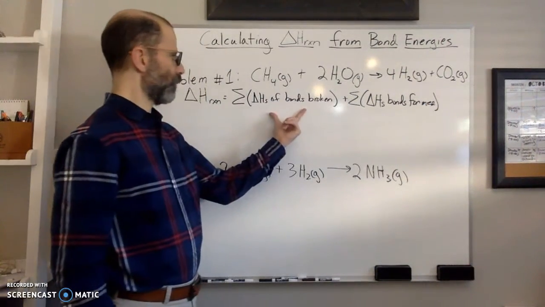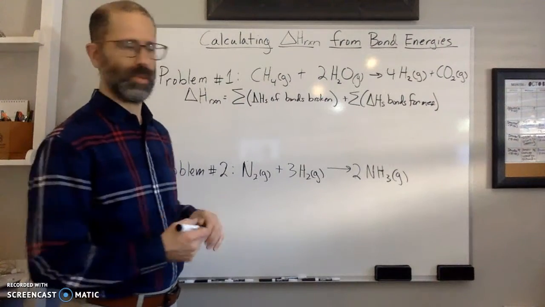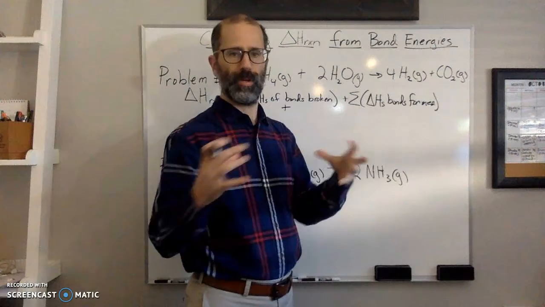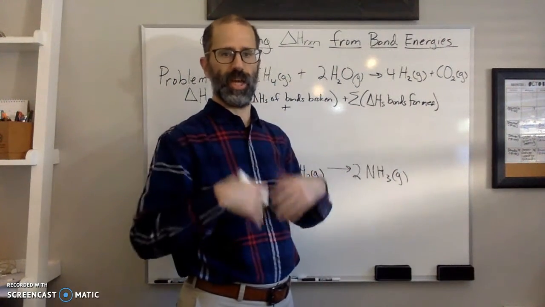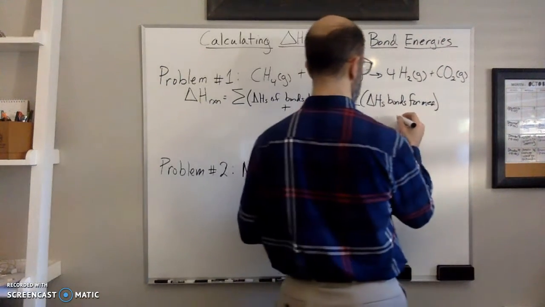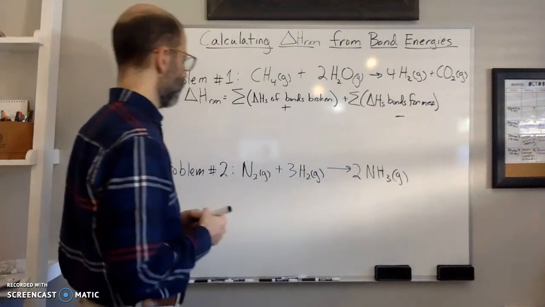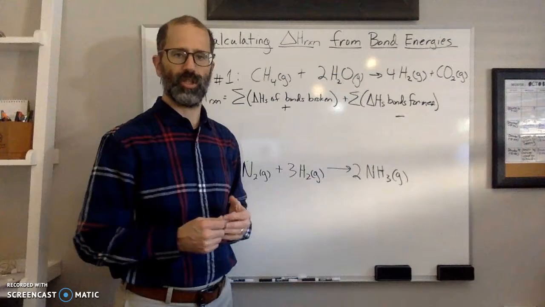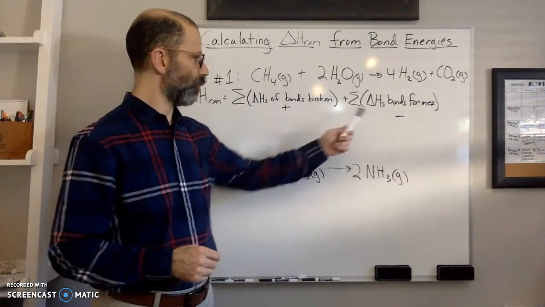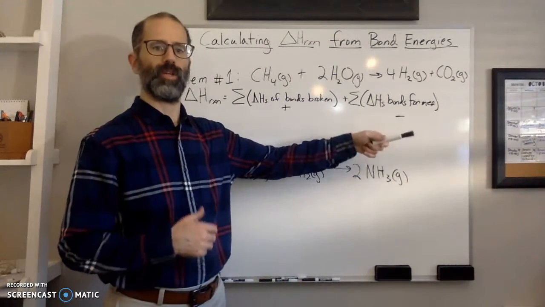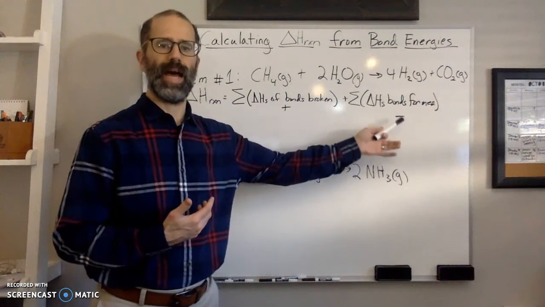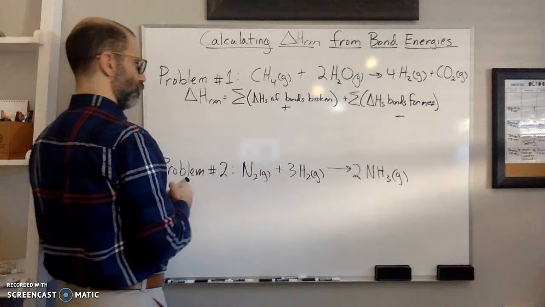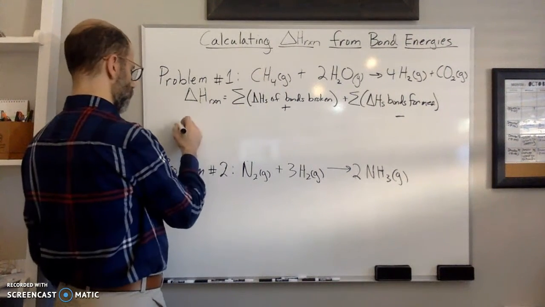Because bonds are broken, you have to put energy into it, so that's going to be positive. And because you're putting atoms together from high energy to low energy, energy is being released, so this is going to be negative. When you look up the bond energies in your table, they are all positive. But when you write them down, if bonds are being formed, you need to make sure you write them as negative numbers.